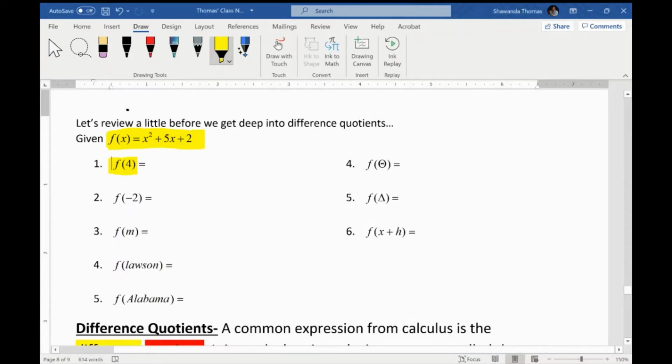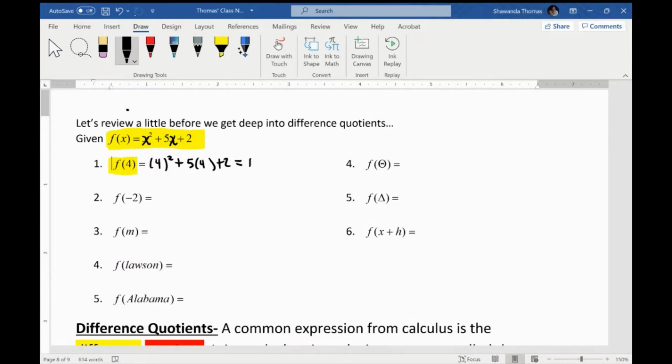So that's what we're going to do. We're going to plug in a 4. So we have 4 squared plus 5 times 4 plus 2. So wherever there is an x, for example, we're going to plug in a 4. And that's what we did. So 4 squared is 16 plus 20 plus 2. What is the final answer? 38. All right. Sounds good to me. Unless anybody disagrees, now recheck.